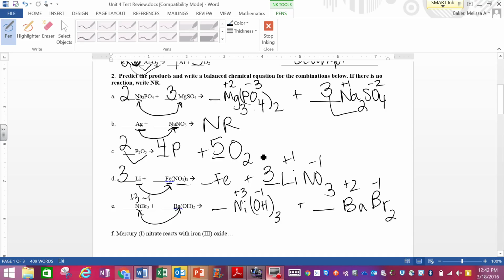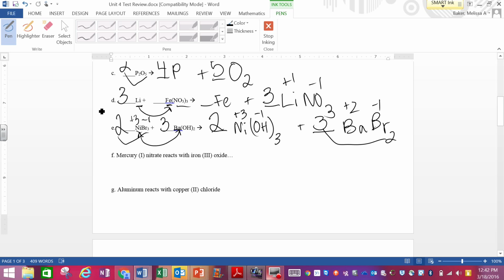Now let's figure out how to balance this here. We've got OH3, that's odd, so I'm going to make that even. 2Ni, 2Ni. Now that's 6 bromine, so I need a 3 here to make that 6. 3 bariums, 3 bariums, and now that makes 6 OHs.